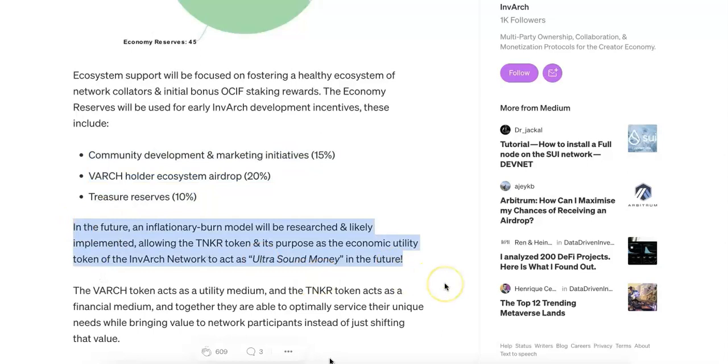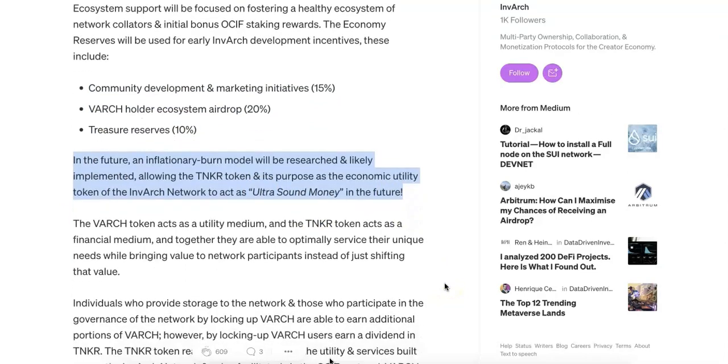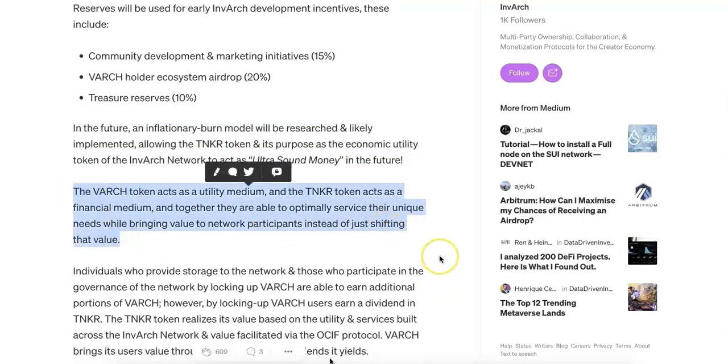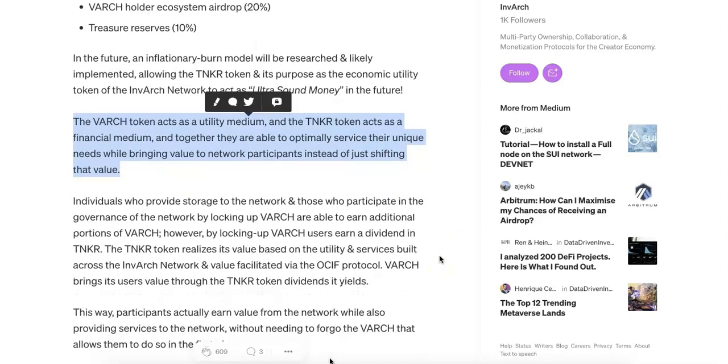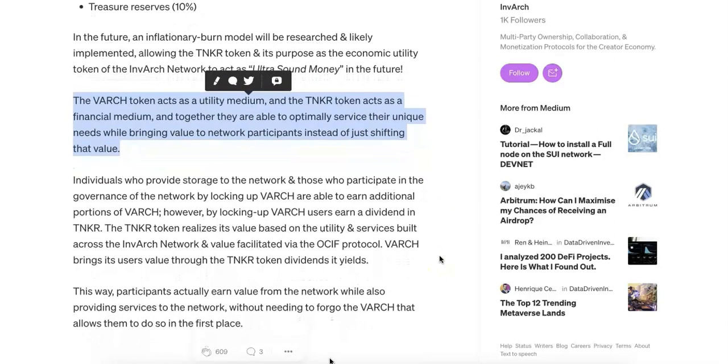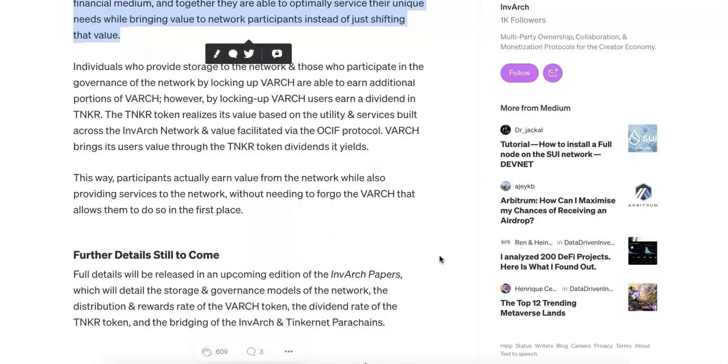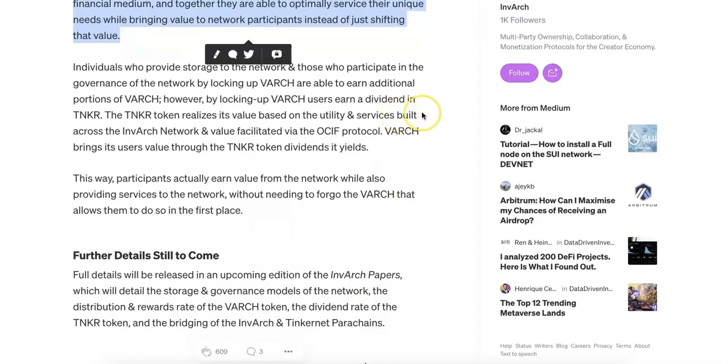They also mentioned the inflationary burn model. This is also quite nice, and I don't know the details yet, but in the future they're going to release all the details. Overall, the InvArch token on Polkadot will be the utility medium, Tinker, the Kusama token, would be the financial medium, and they will work together to provide the service for the whole network.